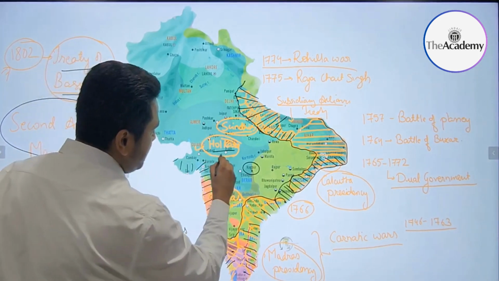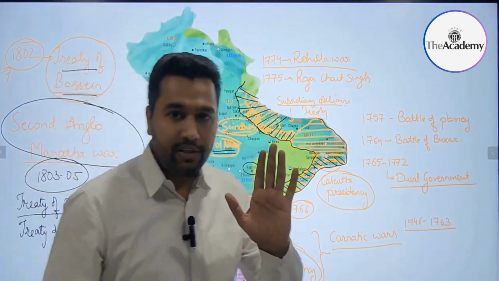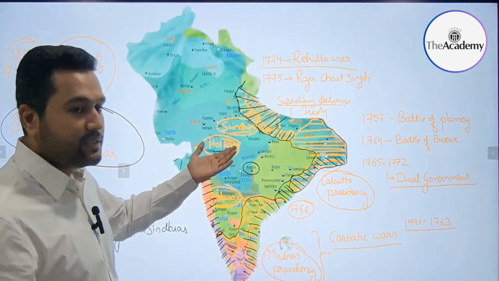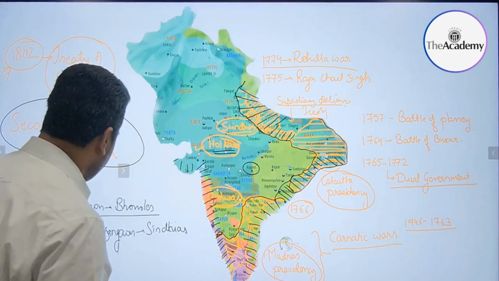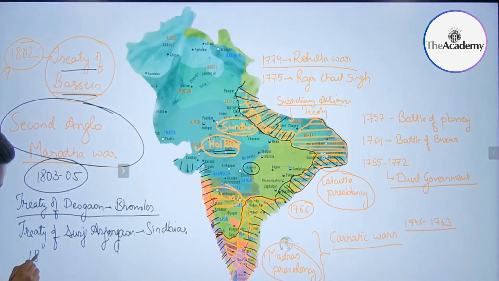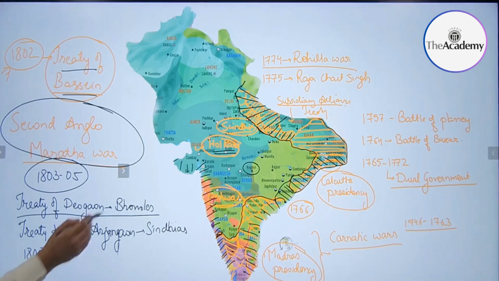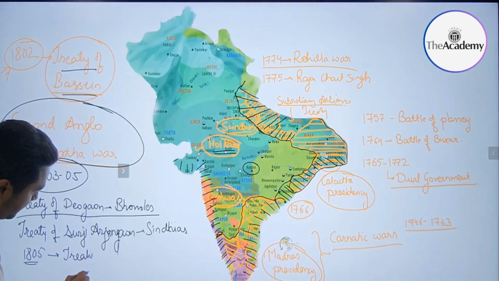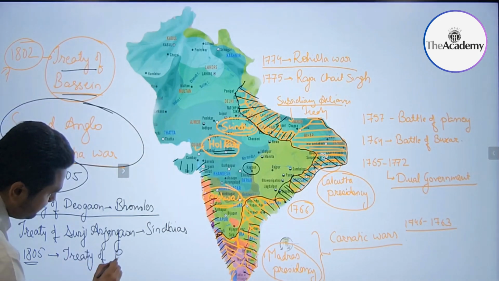The Holkars still remained strong. He was not defeated decisively. So a ceasefire was signed between the Holkars and the British in 1805, and this ceasefire between the British and the Holkars is known as the Treaty of Rajghat.